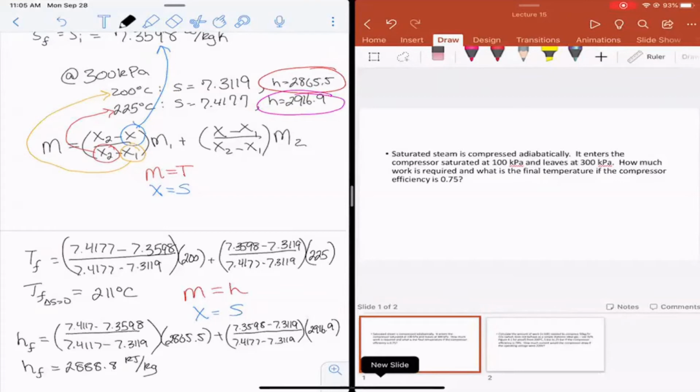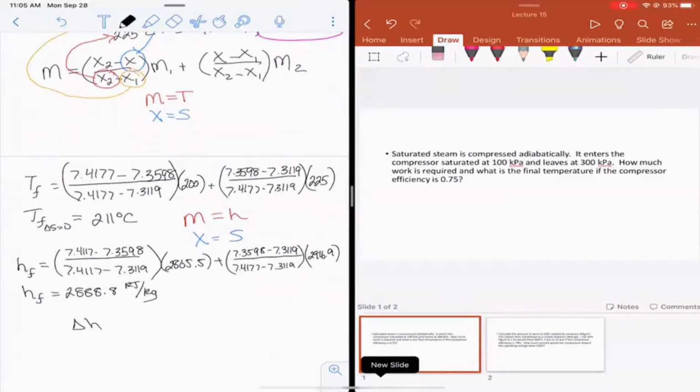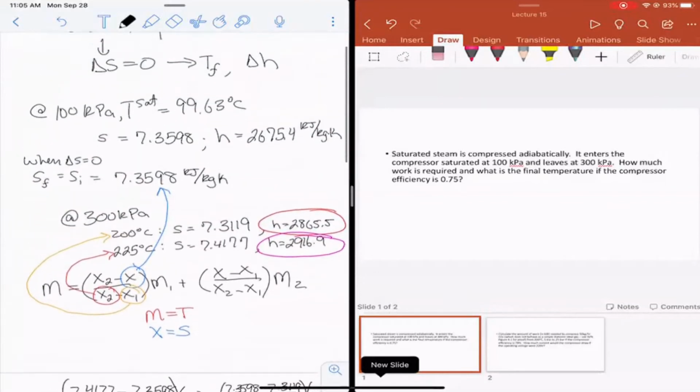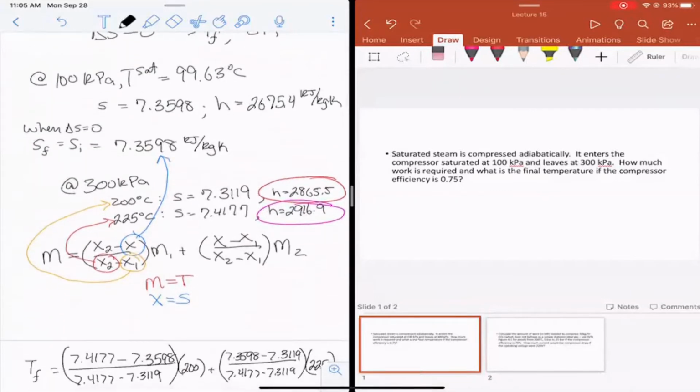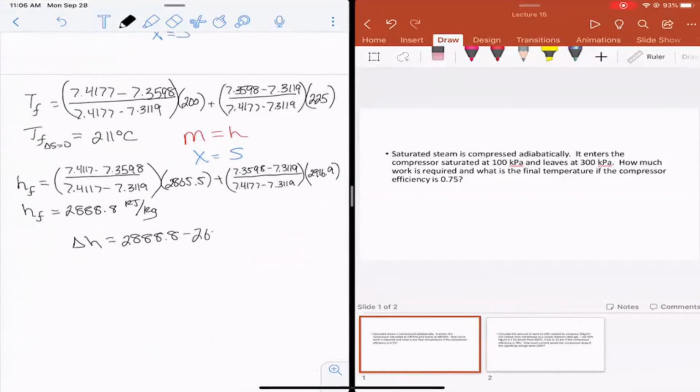Okay. And then from there, we know we need to calculate work. So let's calculate delta H. Well, of course, delta H is just the final state minus the initial state. So that's 2888.8 kilojoules per kilogram minus our initial value, which was 2675.4. Or delta H, to be a little bit more specific, when delta S is equal to 0, right? This is the isentropic case. That's equal to 213.4 kilojoules per kilogram.